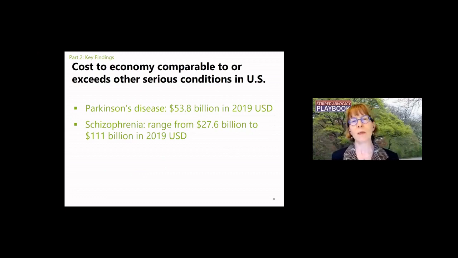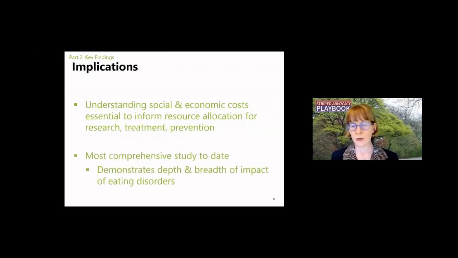Schizophrenia, one of the most serious mental health conditions that we have. The ranges from multiple studies are somewhere between 27.6 billion per year and 111 billion per year in 2019 US dollars. You'll see that eating disorders at 65 billion comes right down in the middle of that range that we see for schizophrenia. There's several implications I want to highlight.